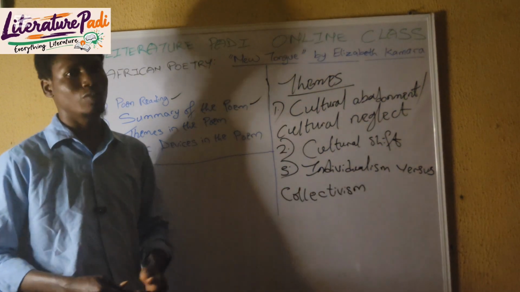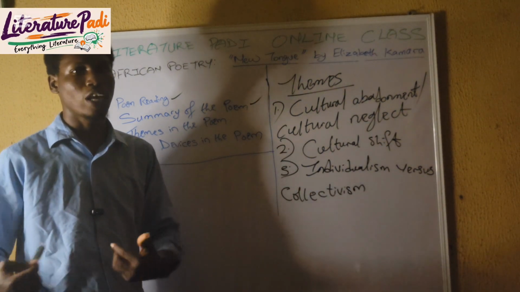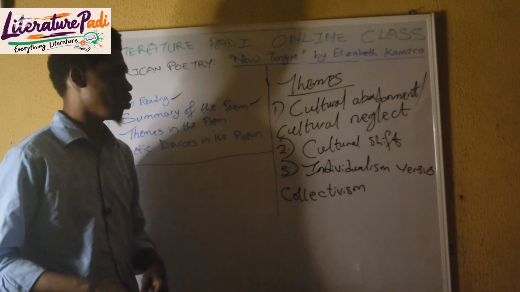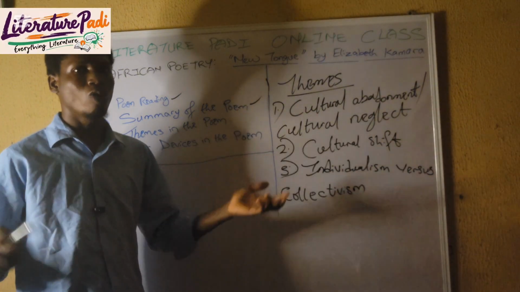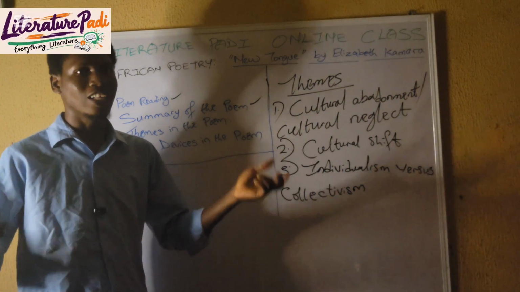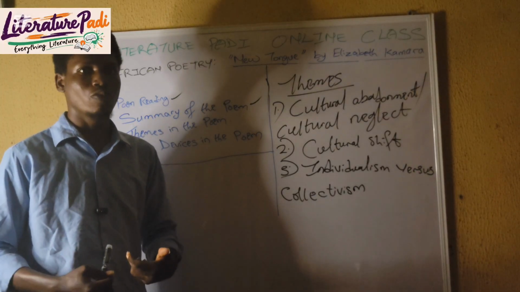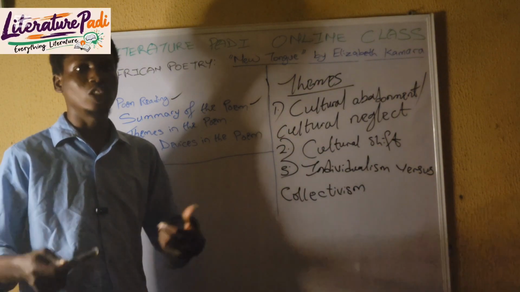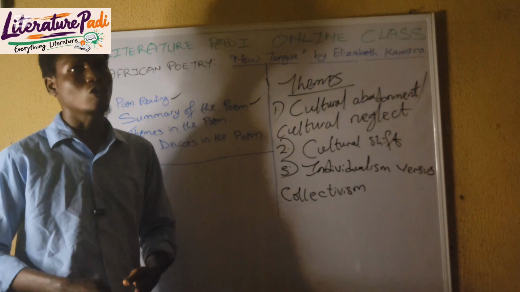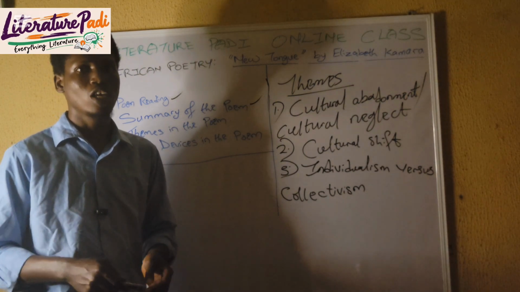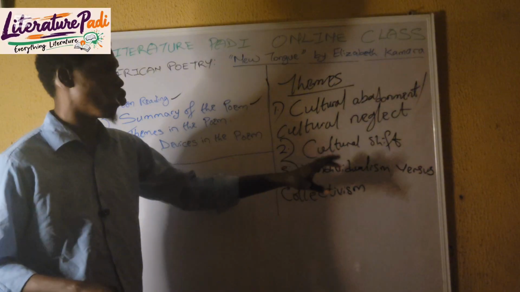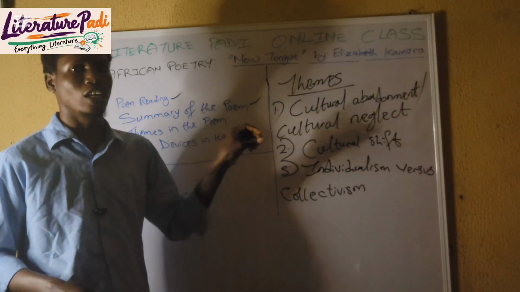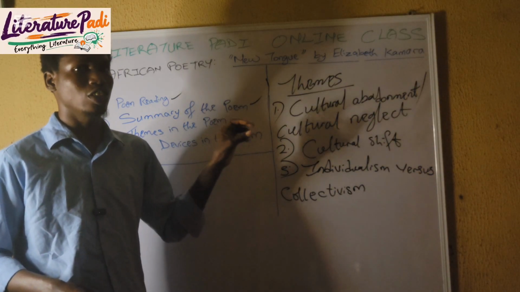Then versus collectivism, we all know that collectivism is embodied by the older generation, and it basically talks about how everyone in the community is communally accountable to each other. So if a mother gives birth to a child today, the child is not duty bound to her alone. The community has the responsibility of raising such a child, and that's what we have with individualism versus collectivism. The poet pits individualism against collectivism in the poem.